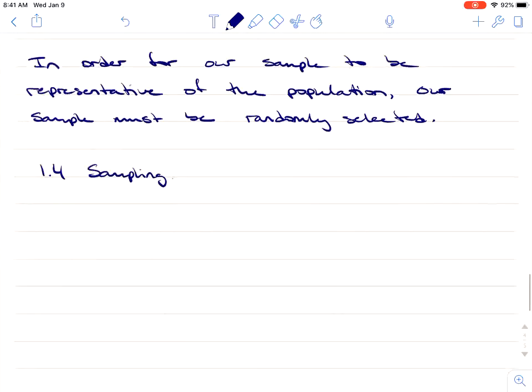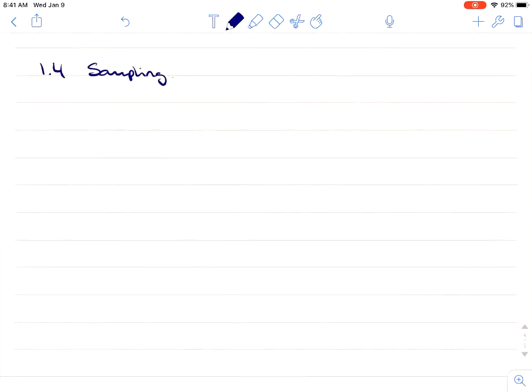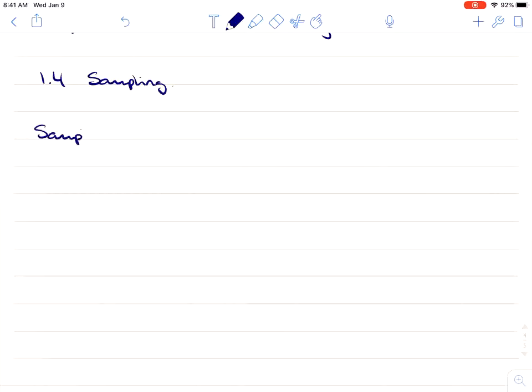So I think the reason I had the same header is because sampling and data collection are the same, but in my mind, sampling refers to surveys. Right? So sampling is data collection through surveys. Most commonly.